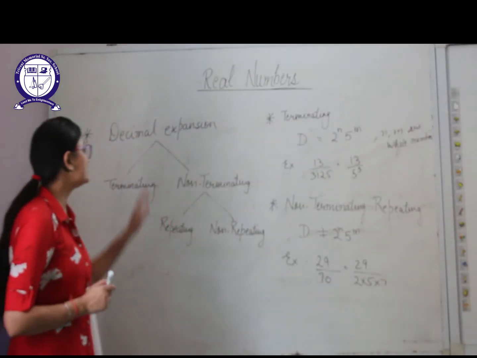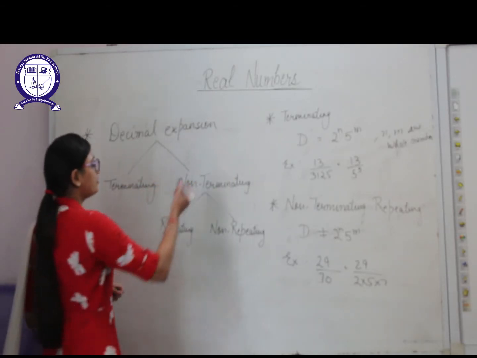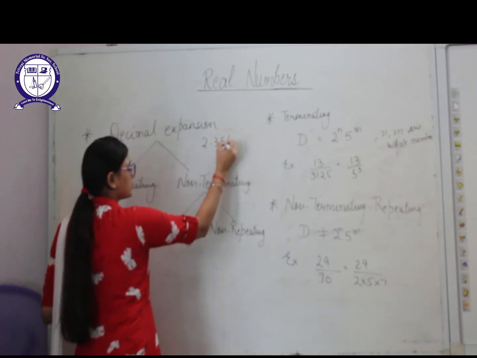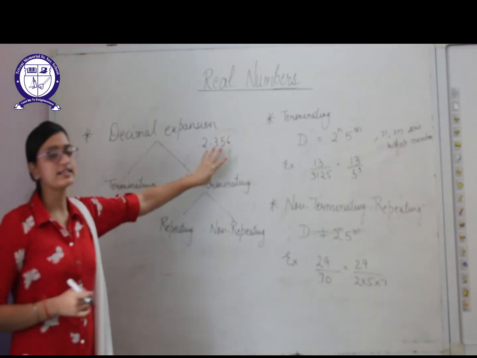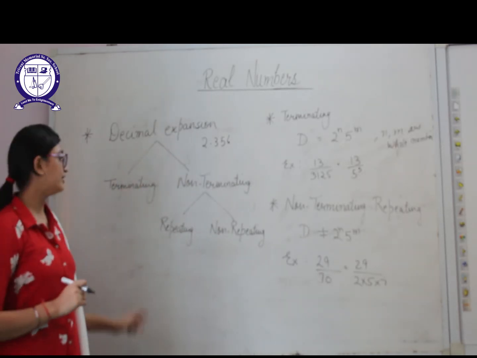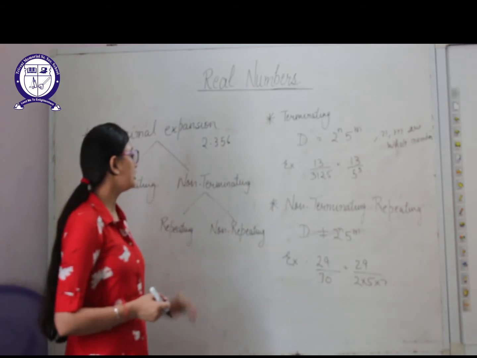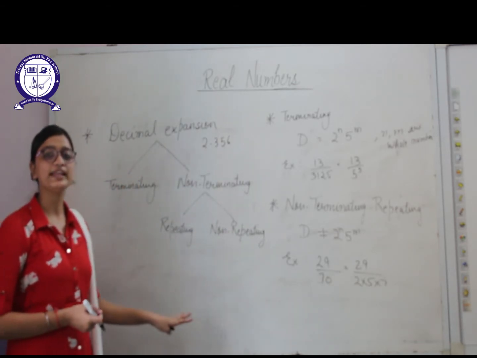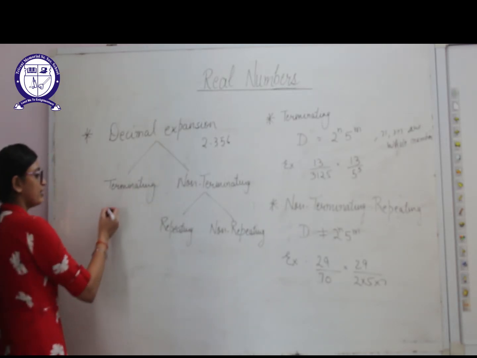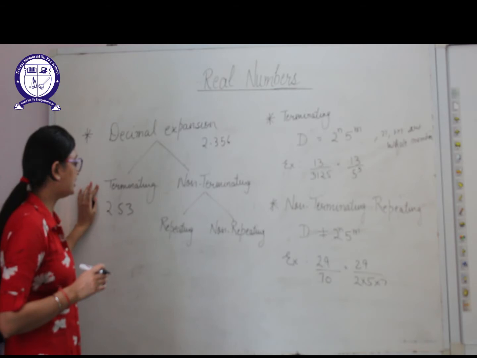Our next topic is decimal expansion. We all know what a decimal expansion is. The numbers we write in the form of this point 3, 5, 6. Suppose this ends here, this kind of number is called a decimal number. So these decimal expansions are divided into two types, that is terminating and non-terminating. And non-terminating is further divided into repeating and non-repeating. Terminating means the decimal expansion which ends somewhere, like 2.53. That's it. It ends here, so it is a terminating number.